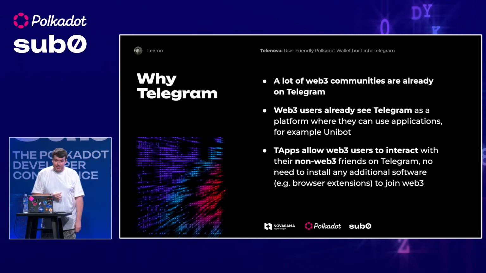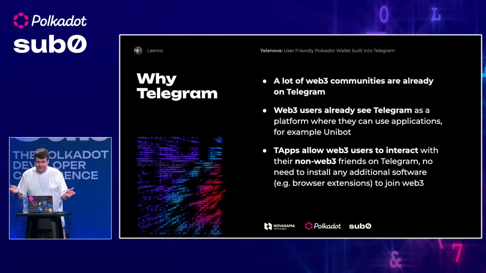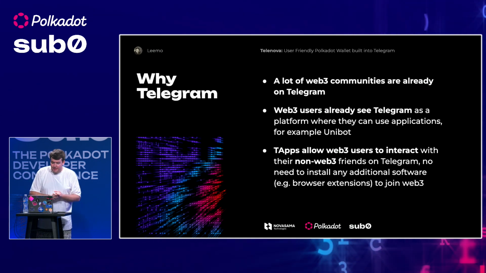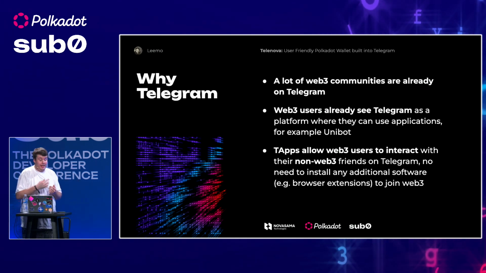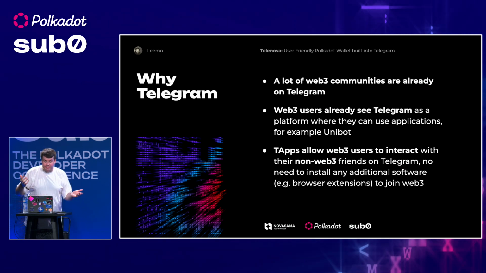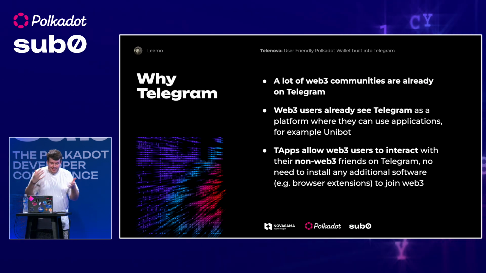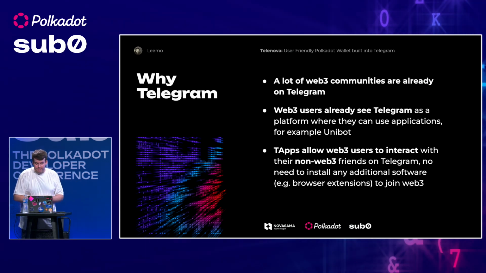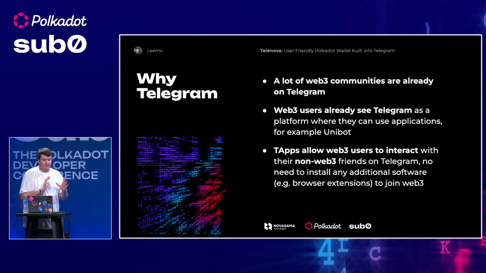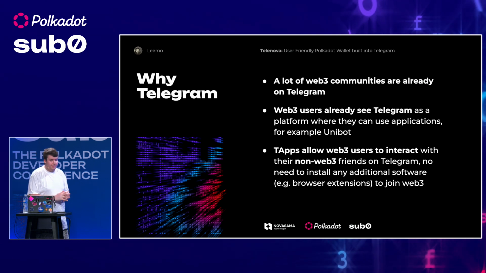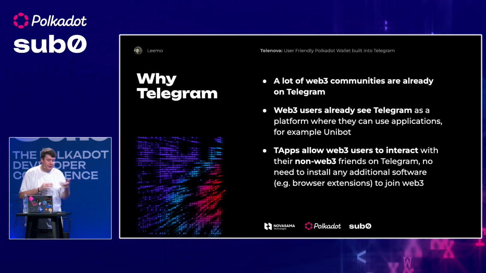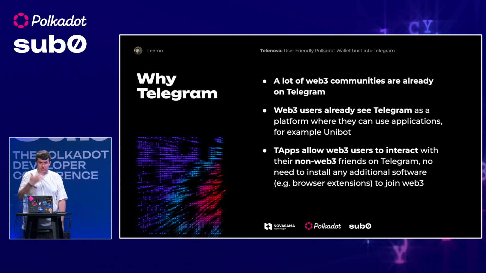And a lot of these Web3 communities are on Telegram. Probably if you're in the Polkadot ecosystem, you've been added to like 100 different Telegram groups in the past month. And Web3 users already see Telegram as a place where they can use applications. For example, there's this app called Unibot, which is a trading bot, and you can access it through Telegram. So it's already in the mindset of people that you can use this platform for Web3 applications. And T-apps allow Web3 users to interact with their non-Web3 friends. And there are no additional requirements on the non-Web3 people to install a browser extension or any other software to join Web3. They can just use Telegram, which is pretty nice.